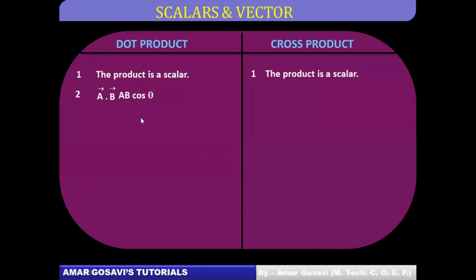So here you can see A dot B, here you have to put an equal to sign, will be equal to AB cos theta. Whereas here A cross B will be AB sin theta. Alright friends, this is something which you need to understand. Here you are supposed to put an equal to sign, and here it is a vector quantity. That's the correction which you are supposed to make.